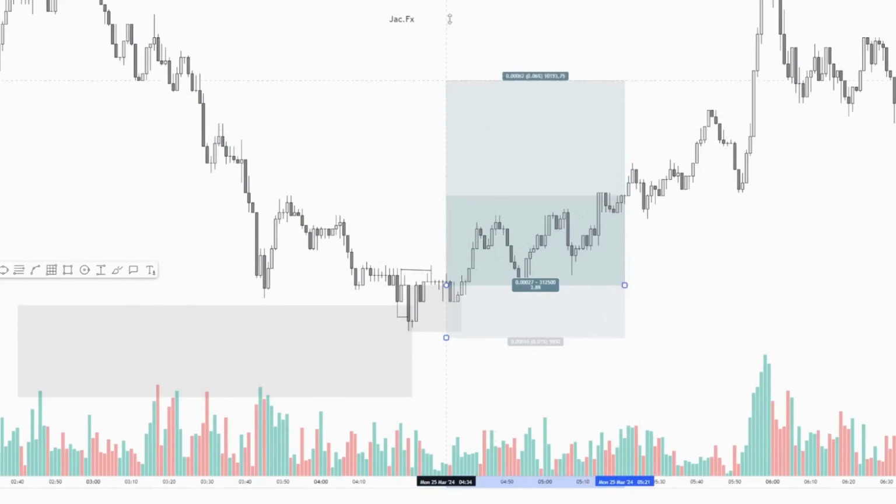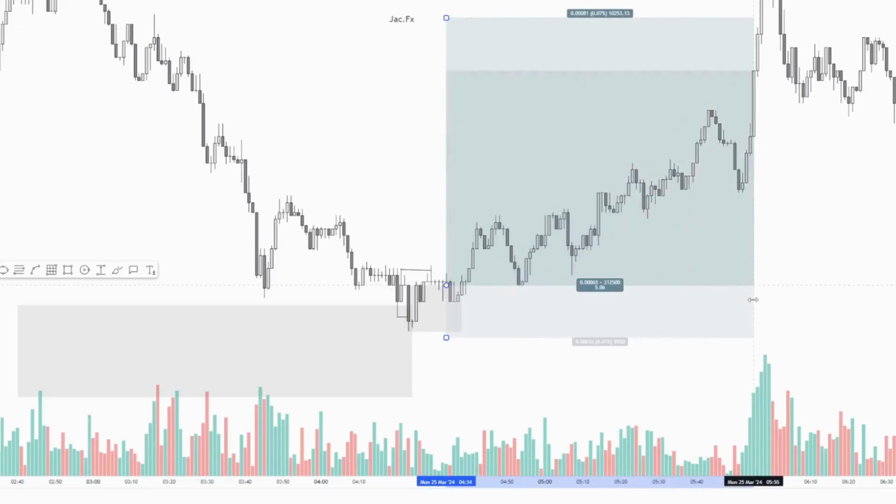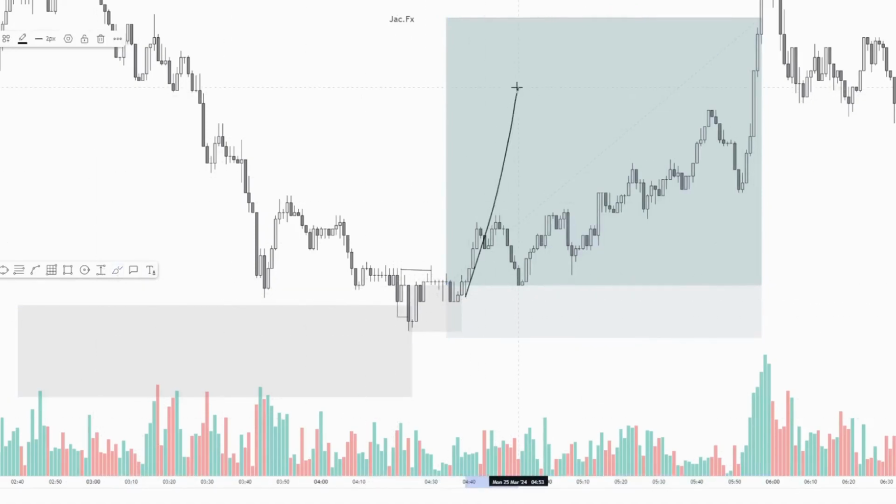If you want to target 10R, that's perfectly fine, but please take partials or move your stop loss into profit, because we don't want price running up here or almost to your TP and then back, boom, your stop loss gets hit or your break even point gets hit. We don't want that, do we?